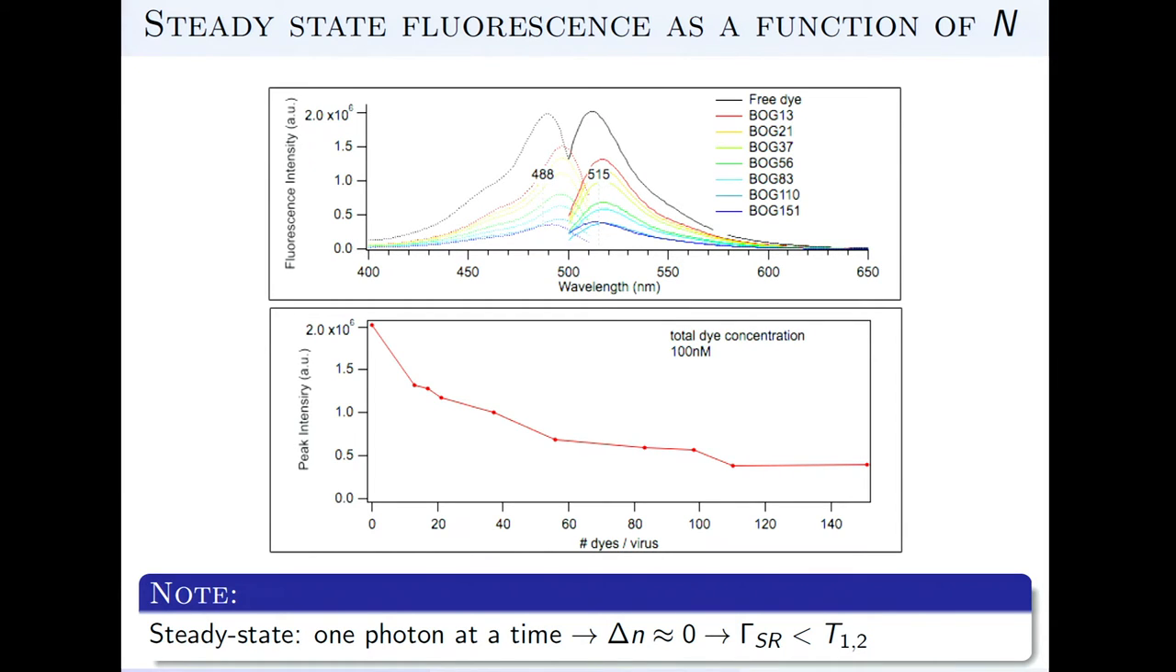We only have probably dipole-dipole coupling. There is some fluorescence quenching in steady state. It's not as drastic as we see from many other chromophores. So that's another reason we chose Oregon green.